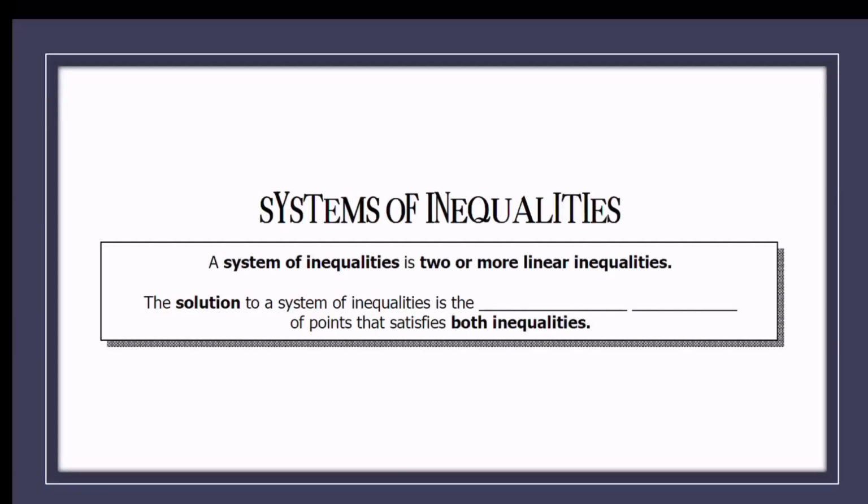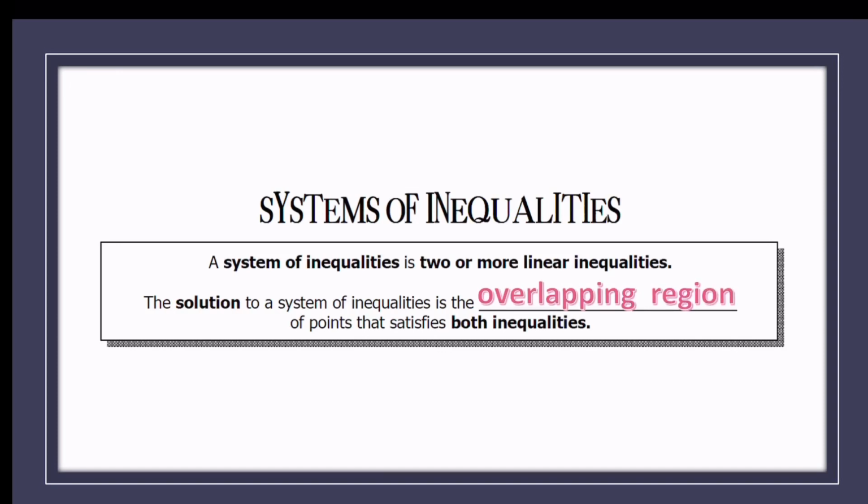Well, just like linear equations, linear inequalities have systems as well, and it's along the same concept. So, a system of inequalities is two or more linear inequalities. The solution to a system of inequalities is the overlapping region.